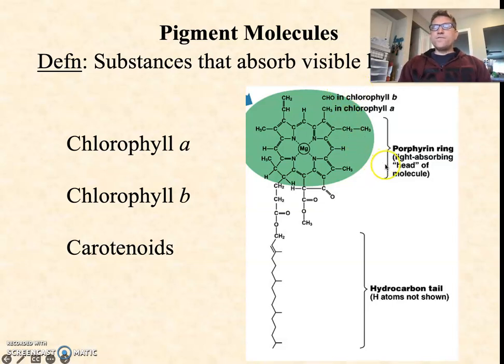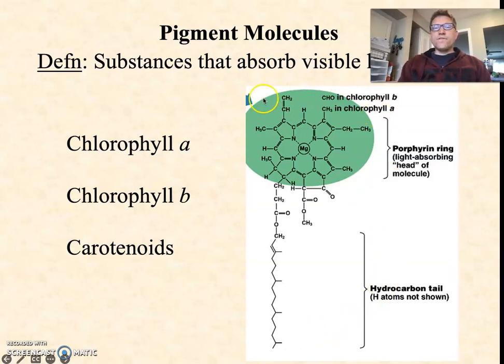These molecules have two main regions. They have a long hydrocarbon tail, and hopefully by now you're starting to see that a long hydrocarbon molecule is not going to do well in a cell. If it's in the cytoplasm or some other aqueous place, it's going to have to bury itself in the hydrophobic interior of a membrane. And so that hydrocarbon tail is going to lock these molecules into the thylakoid membrane.